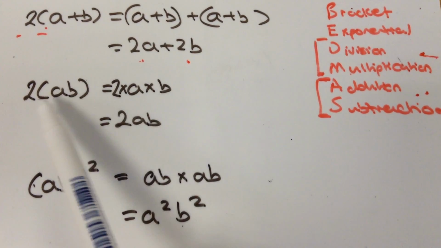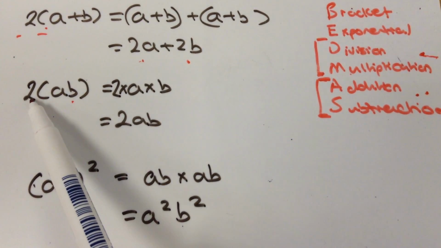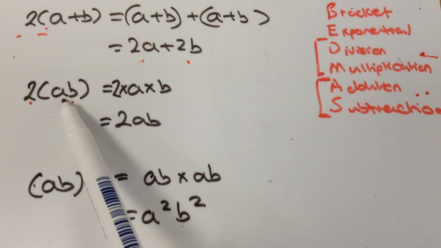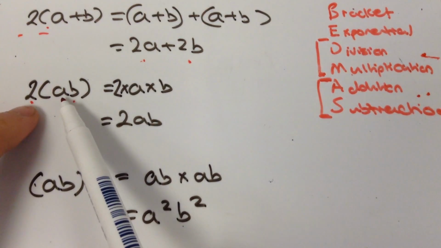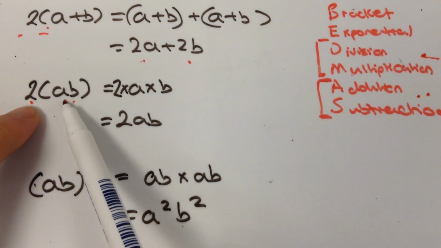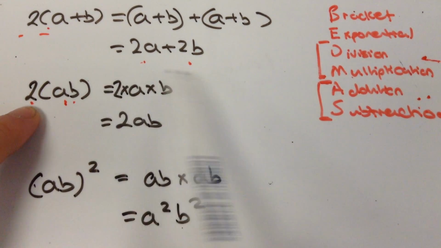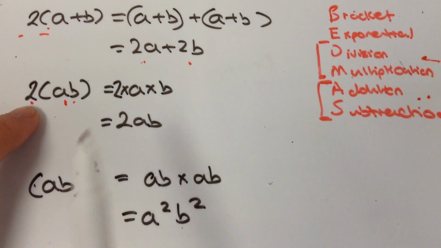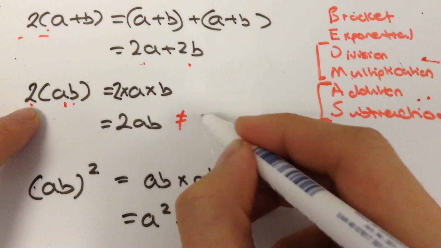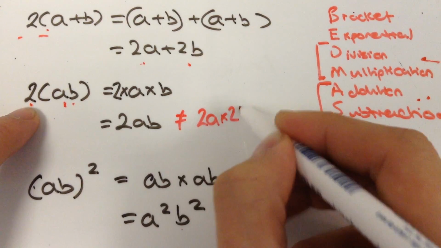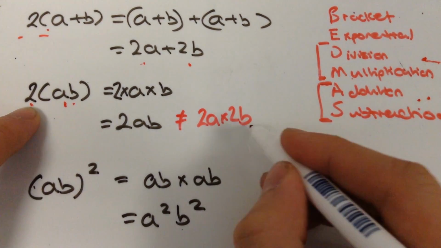Now here, I have 2 bracket ab. The operation outside is multiplication. The operation on the inside is also multiplication. Therefore, the operation outside and inside are the exact same order. As a result, nothing gets distributed. This is not 2a times 2b. Okay, that's a no-no.